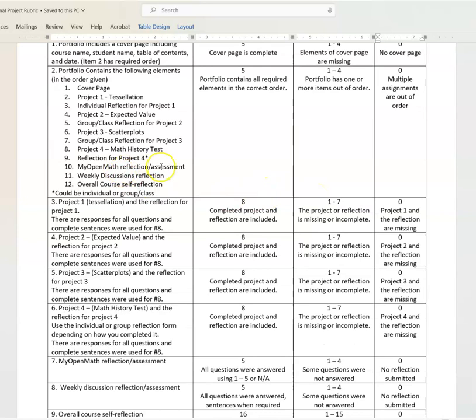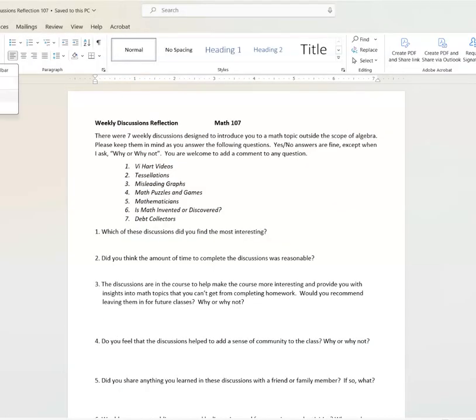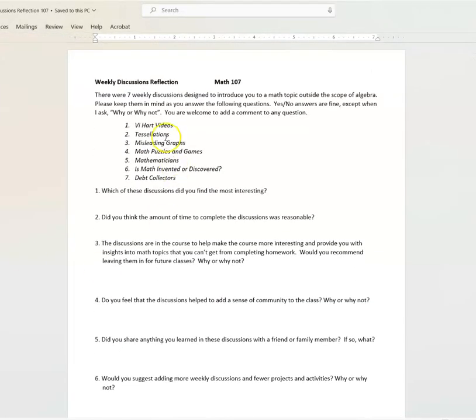Then after the MyOpenMath reflection, you'll have your weekly discussions reflection. And in the weekly discussion, I list the discussions. We had a couple more discussions, but these are the ones that I really put in there to kind of introduce you to something maybe outside the realm of what you're used to taking algebra classes and whatever. So these are the 7 that I want you to consider that we had this quarter. And I'm just asking you, which of these did you find the most interesting? Pick something. Even if you didn't find any of them interesting, there had to be one that was the least awful.